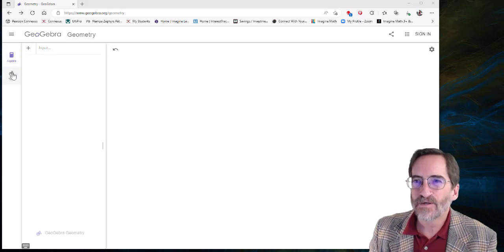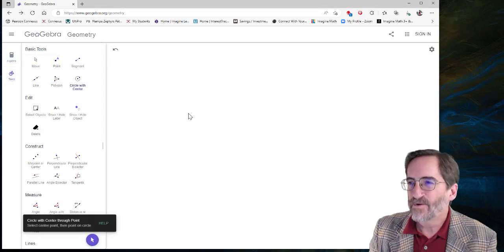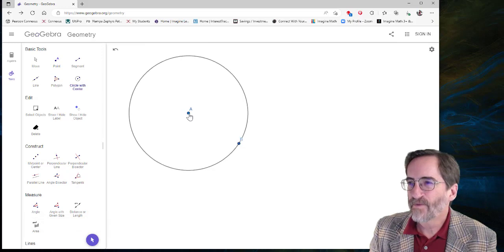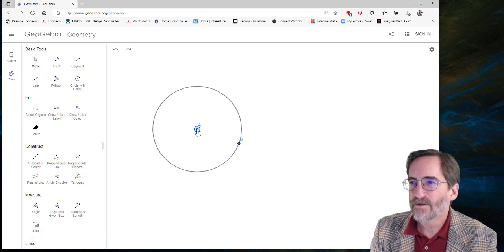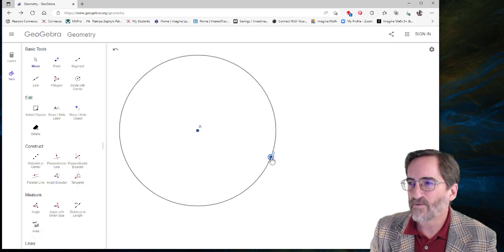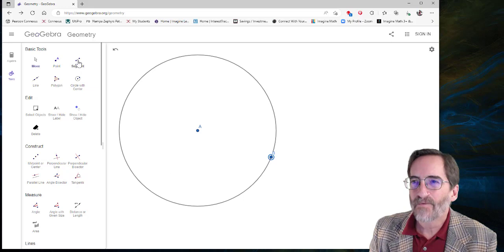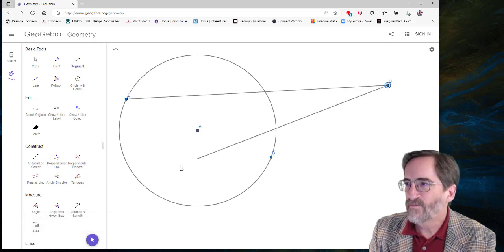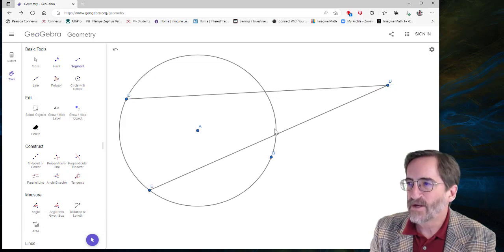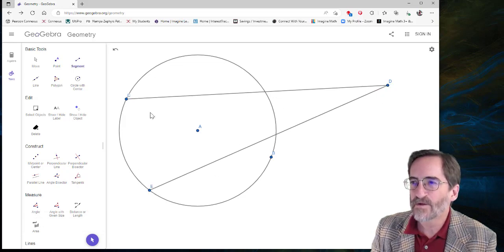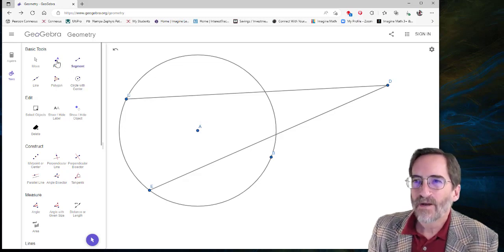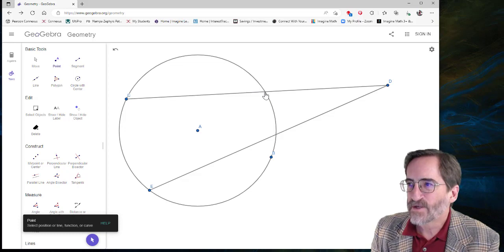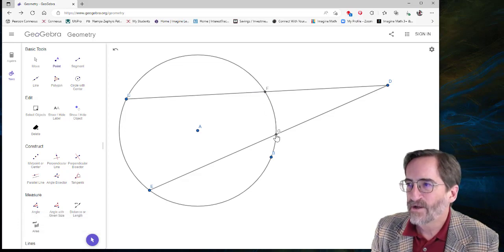So let's go ahead and draw a circle. Here we go. Grab the move tool here. Sometimes you want the move tool and don't realize you don't have it. Okay. And I'm going to draw two line segments that intersect or meet outside the circle. You can consider these to be lines as well if we went forever in both directions. And I'm going to label the points at which they intersect the circle F and G.